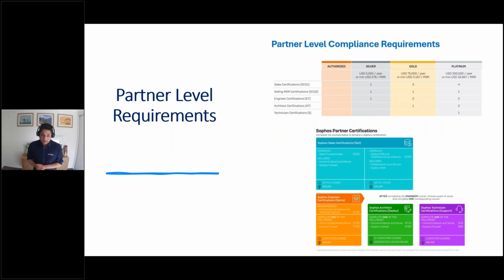To move up the partner level stack, our partners have to hit both a revenue and technical certification requirement. For example, a silver partner would have to hit $7,500 AUD in revenue spend within a financial year, and also complete 1 sales MDR, sales consultant, and an engineer certification. The training is available through the partner program portal, so it's quite easy to do at your own time.